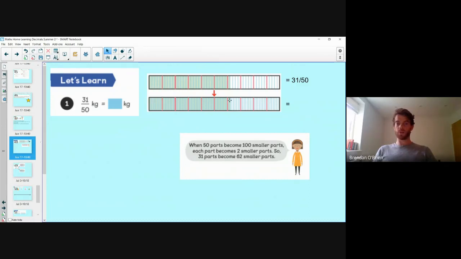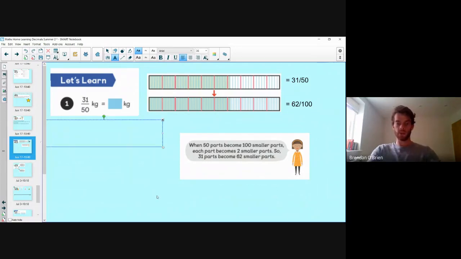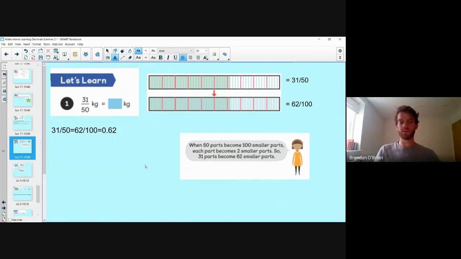And the blue lines represent 1, and that goes up to 2 past 60. So I know that this is showing 62 100ths. Okay? And here, we're going to write that as a decimal. First of all, I'm going to write 31/50ths. 31/50ths equals 62 100ths. And as a decimal, we can write that as 0.62.